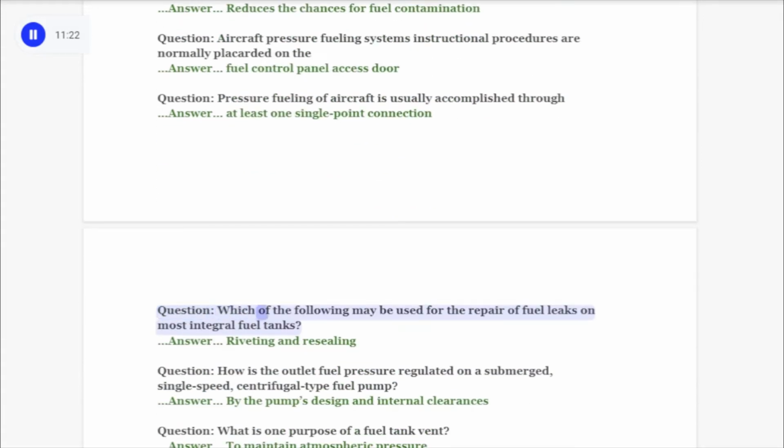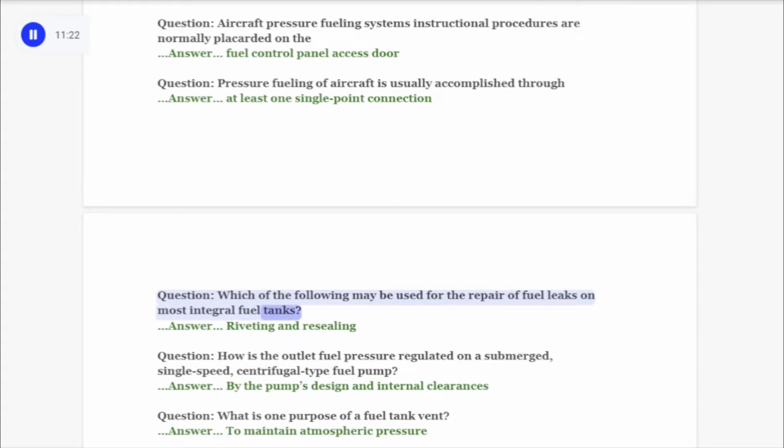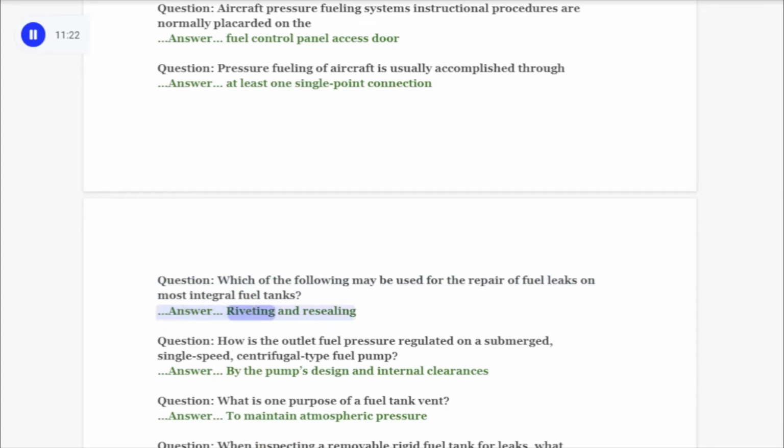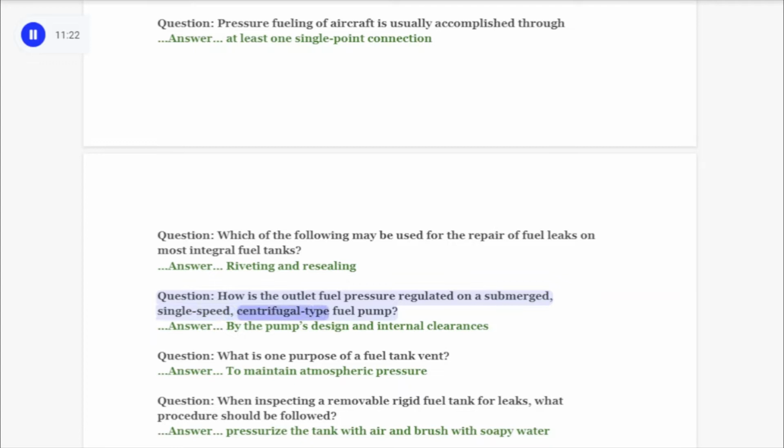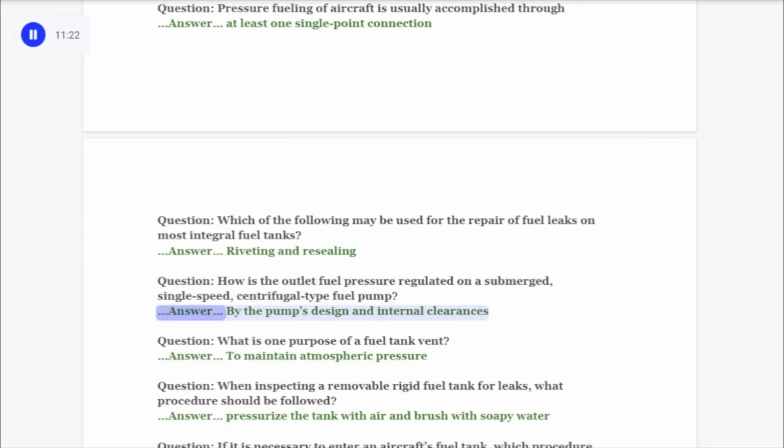Question: which of the following may be used for the repair of fuel leaks on most integral fuel tanks? Answer: riveting and resealing. Question: how is the outlet fuel pressure regulated on a submerged, single-speed, centrifugal-type fuel pump? Answer: by the pump's design and internal clearances.